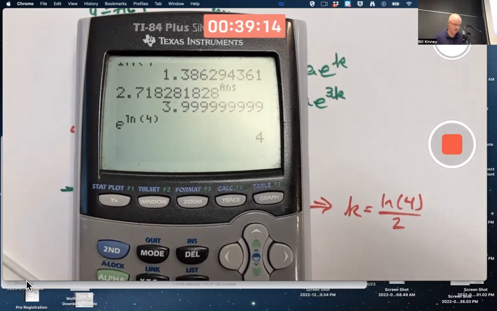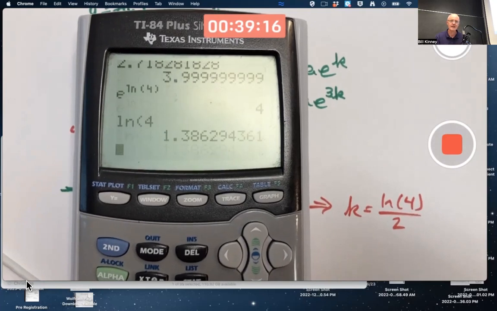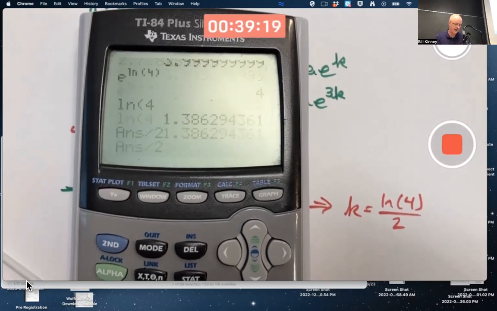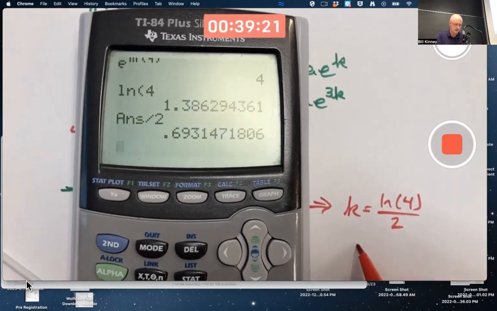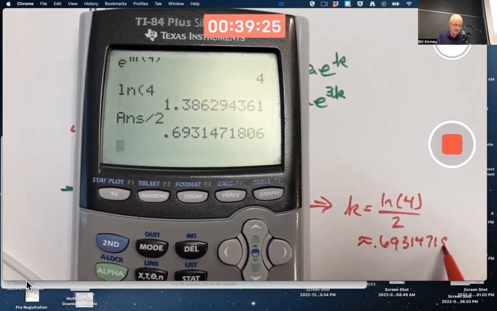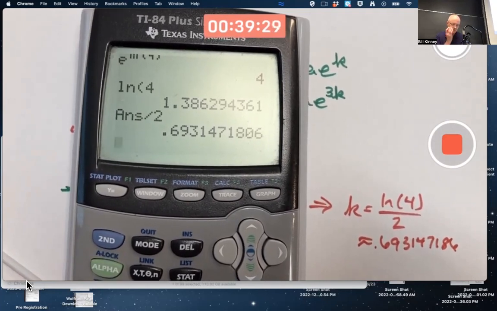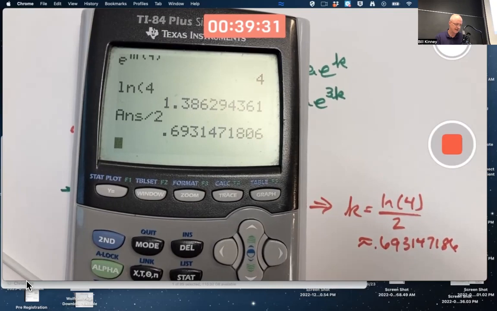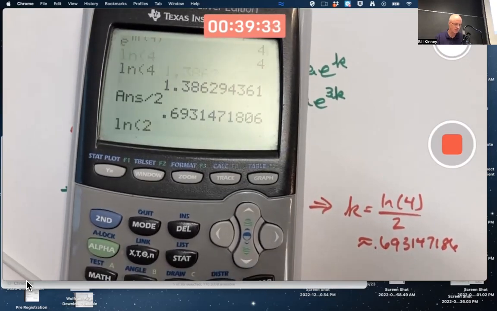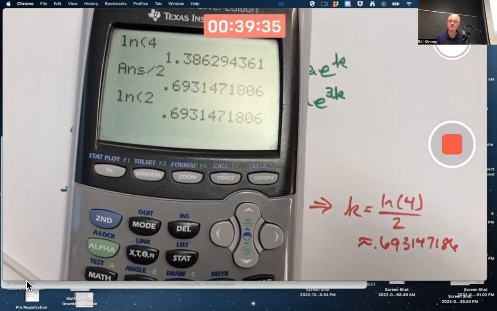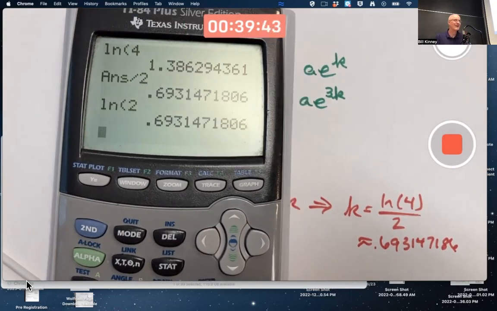So ln of 4, about that, divide by 2, there's your k, approximately 0.693147186. Which is interesting, because that's actually the same as ln of 2. Isn't that wild? Well, it's not obvious, okay? We'll figure out why this works.